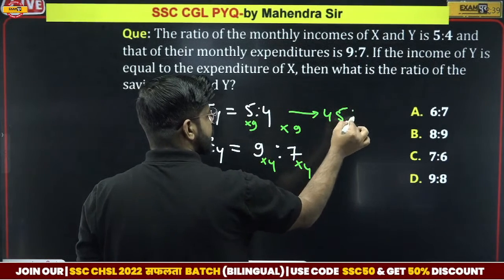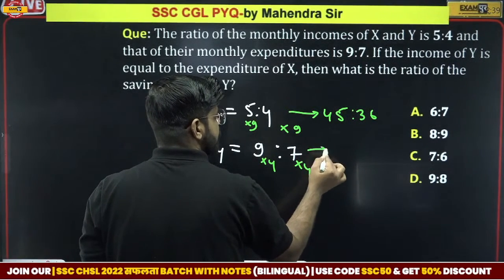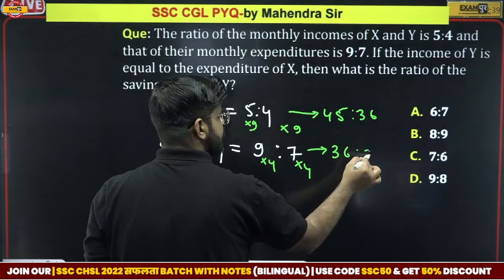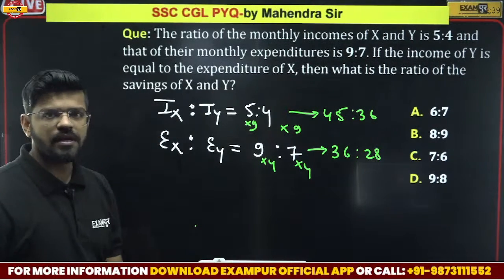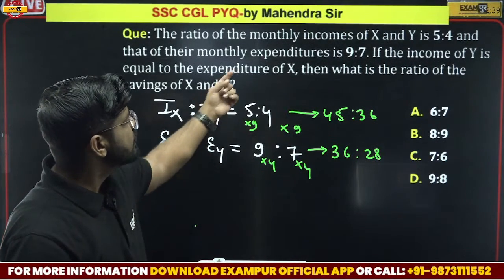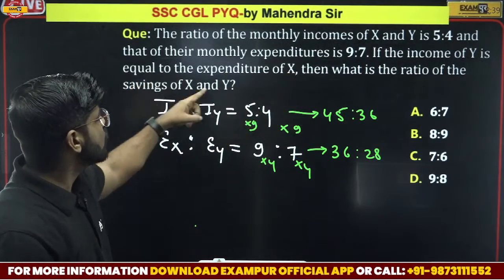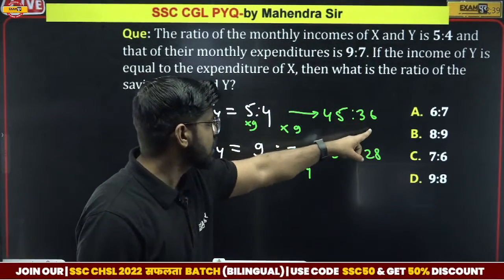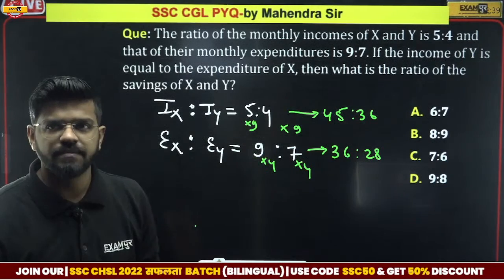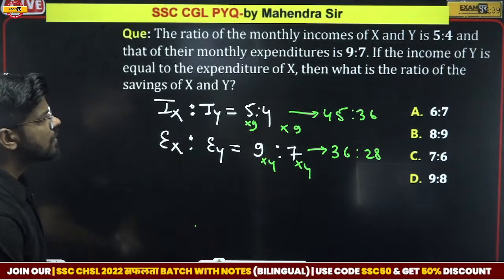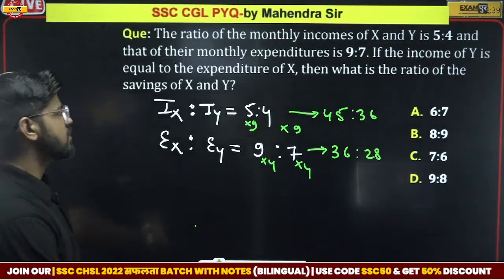We are getting 45, 36. Here we are getting 36, 28. Now this is according to the question. The monthly income of Y is equal to the expenditure of X. Then what is the ratio of savings of X and Y?